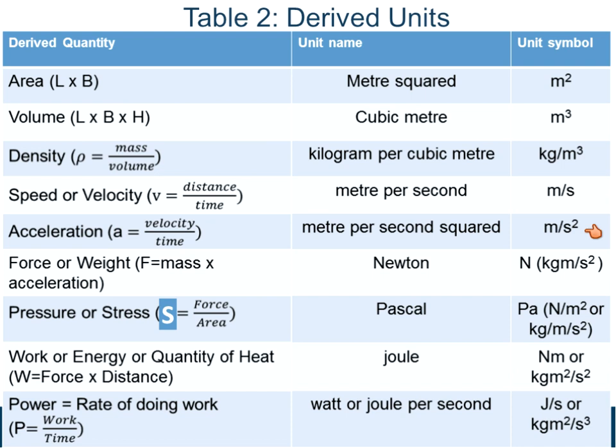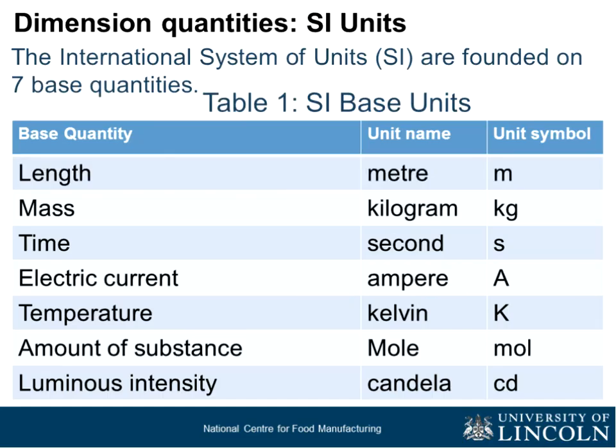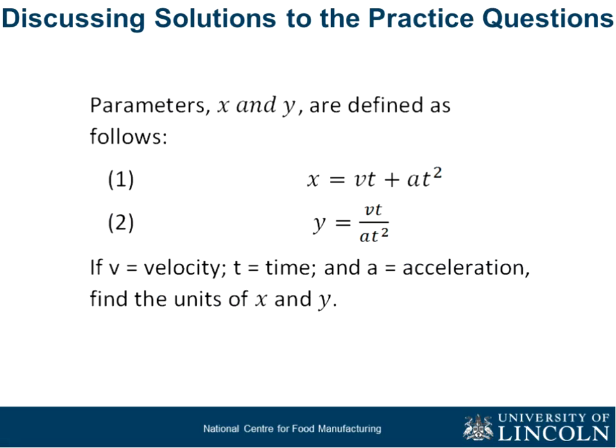Acceleration is in meter per second square, and our time, one of the base quantities, is in seconds. So let's go back to the question. We want to find the unit of x. All you need to do is get the units of the individual components that make up x. We have v, t, a, and t squared. And you know that the unit of v is meter per second.